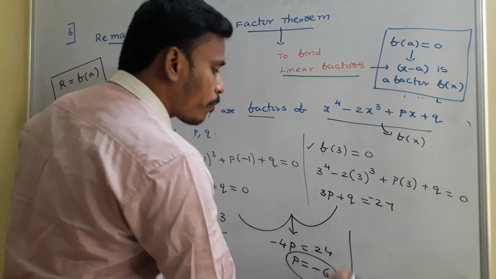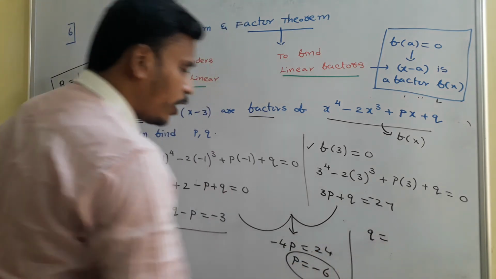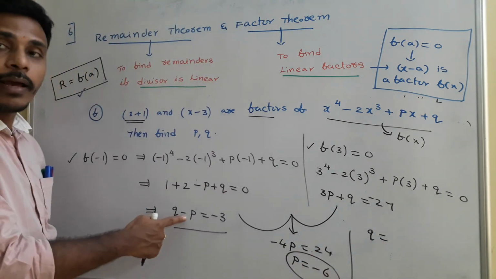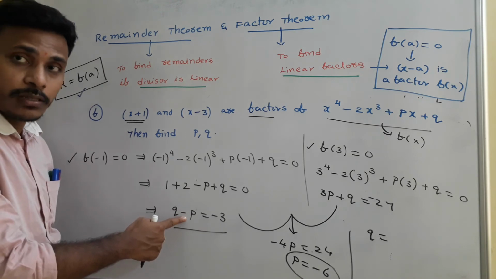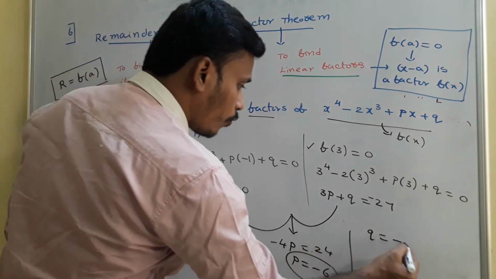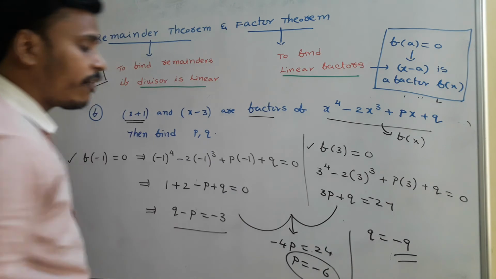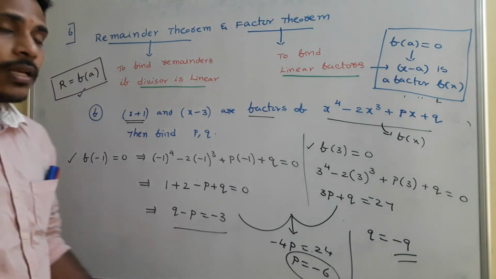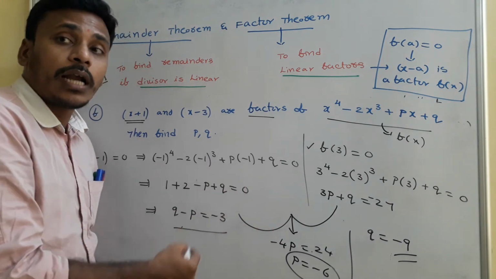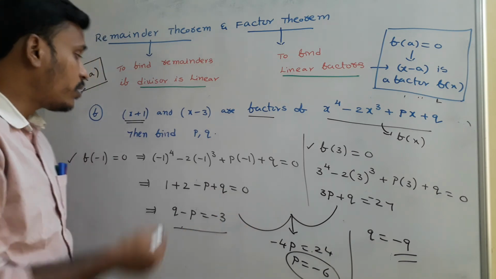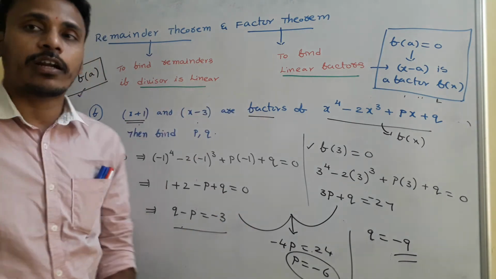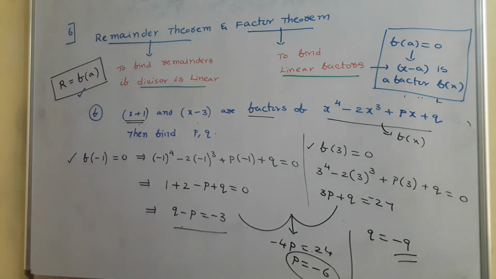Since p equals minus 6, what can you say about the value of q? Replace p with minus 6 here. Minus of minus is plus 6. Send that 6 to that side. q will become minus 9. So at the end we have the values of p and q simply by solving these two, since x plus 1 and x minus 3 are factors of that polynomial. Have a look.